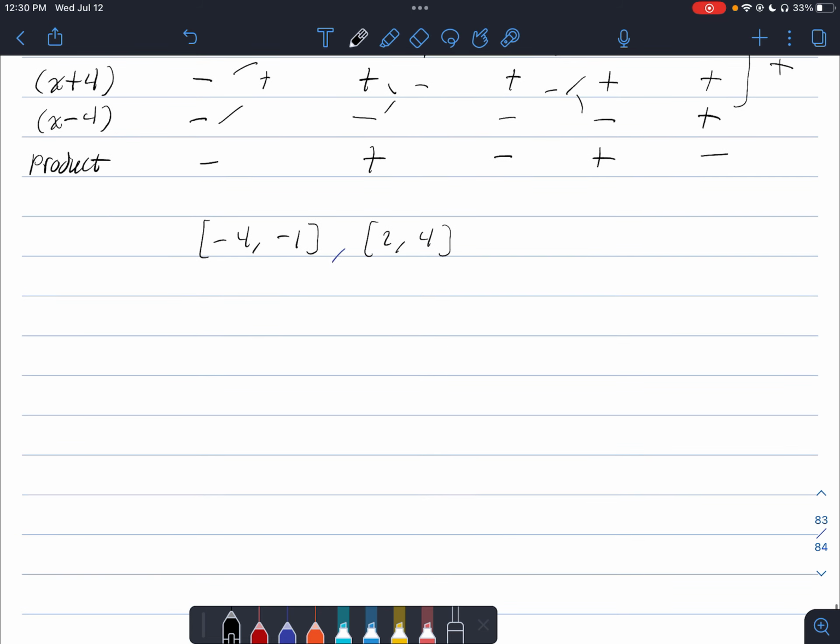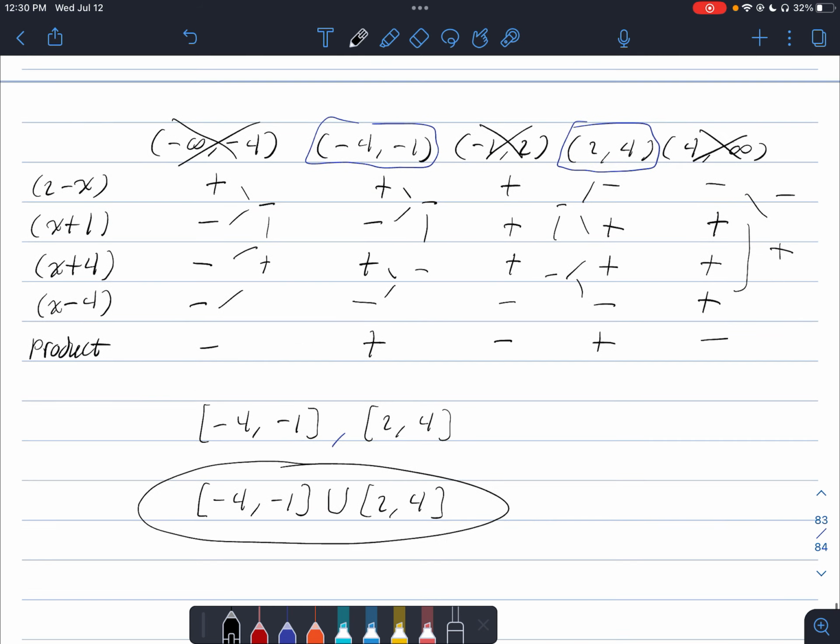So our final answer is going to be the closed interval from -4 to -1 union with the closed interval from 2 to 4. All right, so there's a brief introduction to polynomial inequalities.